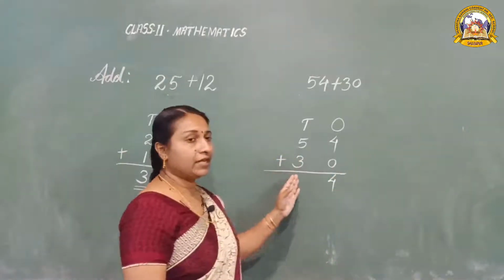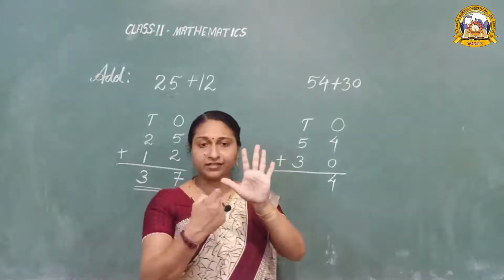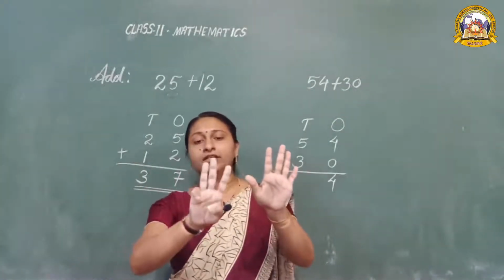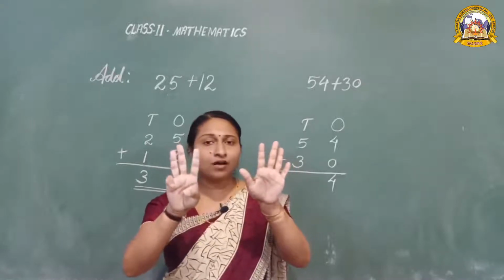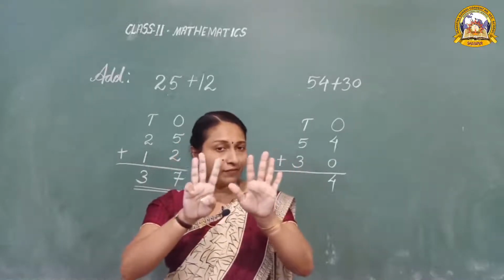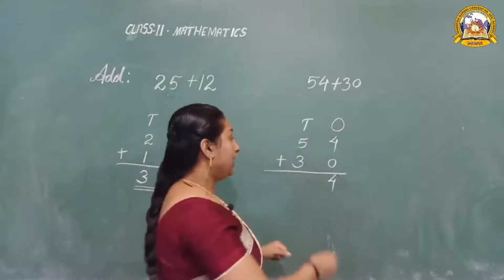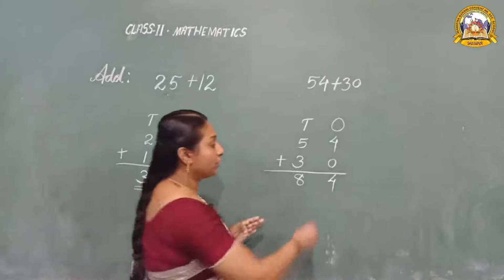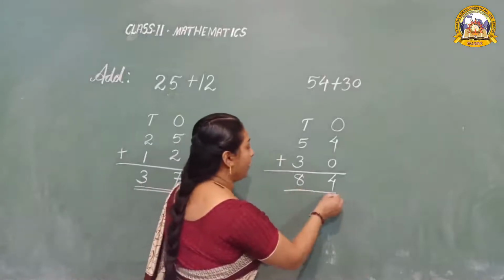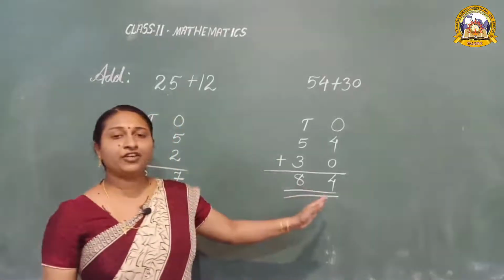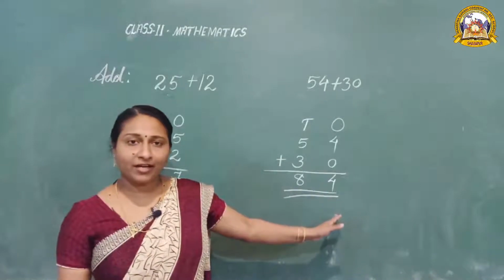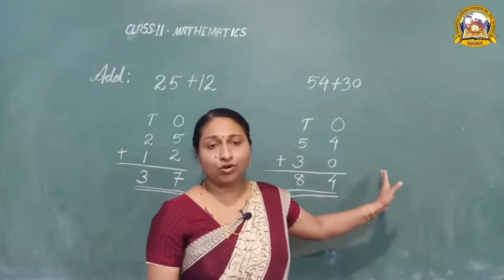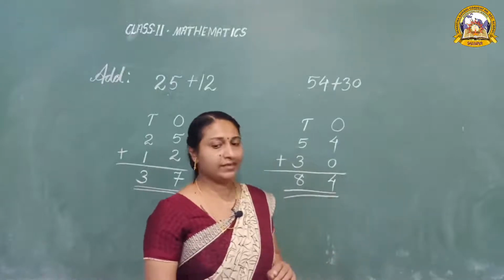5 plus 3. Show 5 fingers. Then take 3 more fingers from here. Total, count and say. 5 plus 3, 8. Now we have got the answer. Okay. There are 3 problems to solve. You should complete that work.